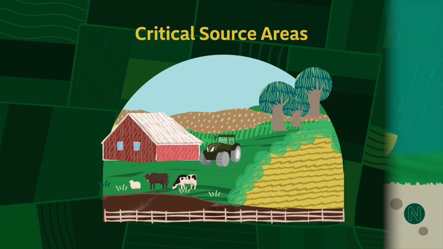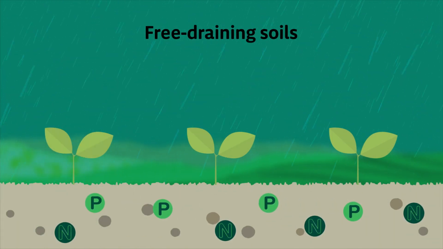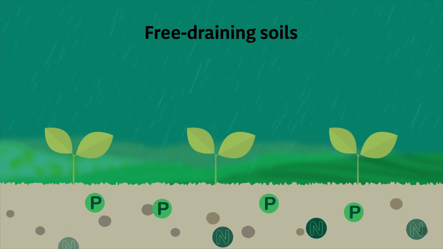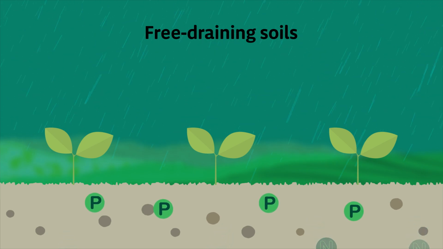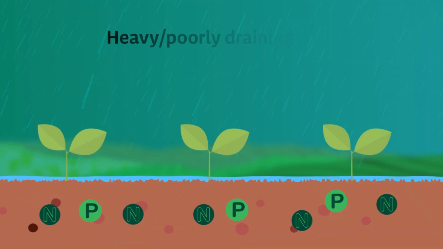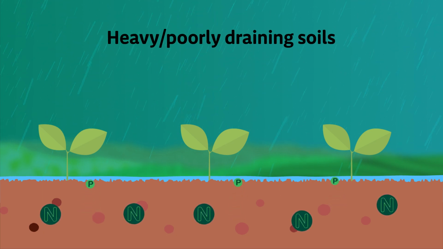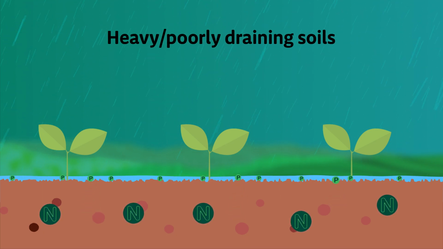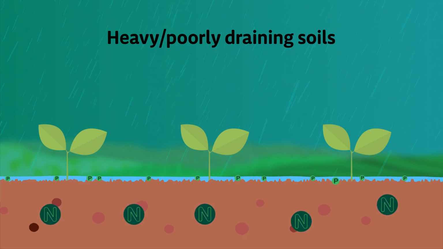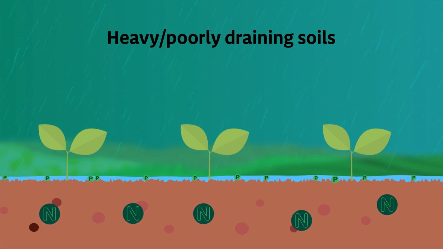water bodies. Free draining soils, like sandy or light soils, tend to lose nitrogen easily because water moves through them quickly, leaching the nitrogen from the soil. In contrast, heavy or poor draining soils, like clay soils, are more likely to lose phosphorus. When these soils get saturated, water runs off the surface, taking both dissolved phosphorus and soil particles with phosphorus attached.